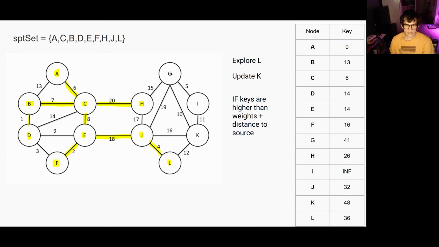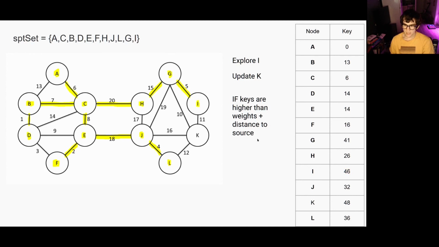If we consider the neighbors, we just need to worry about K and I. So the cost to G is 41, so the cost to K from G would be 51, which is not less than 48, so we can keep that. And then it looks like I is infinity, so that would be a total cost of 56. Sorry, 46. We can update I to 46. And then it looks like we're going to explore that next, since 46 is less than 48. So let's go ahead and explore I.